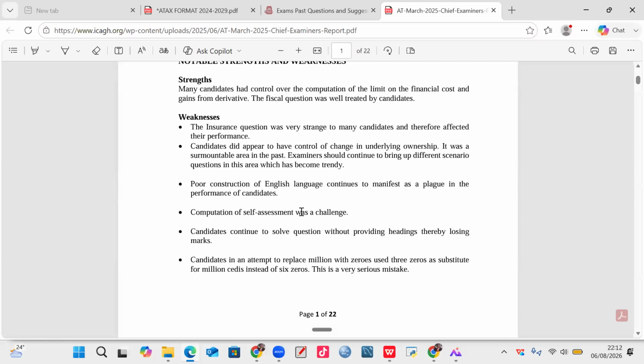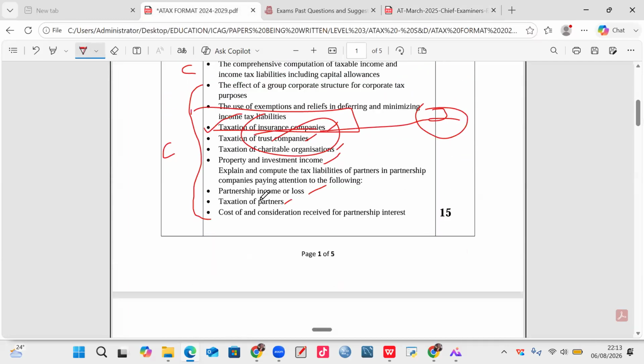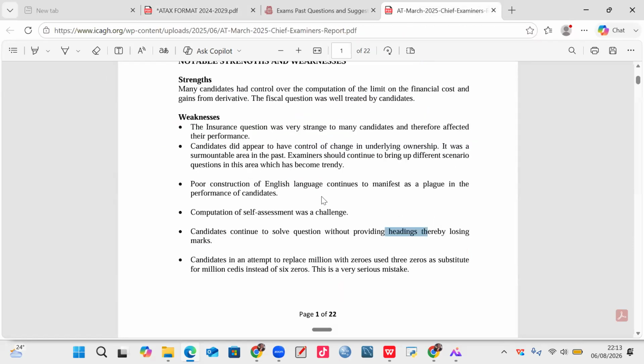Computation of self-assessment was a challenge. Candidates continue to solve questions without providing headings. They don't write the titles and underline them. Let's say you are computing tax liability for taxation of charitable organizations, I'll say computation of tax liability for charitable organizations. They don't introduce it, so they are mistaken.